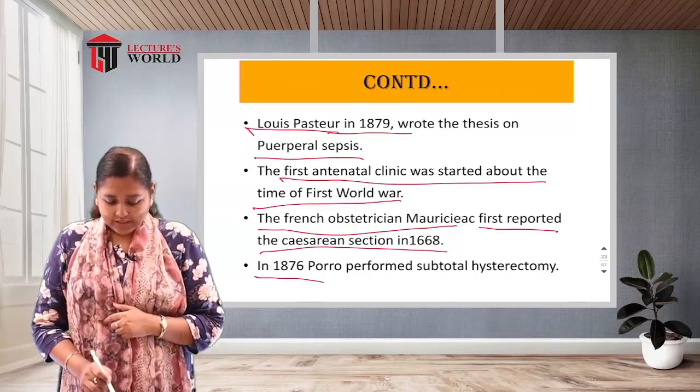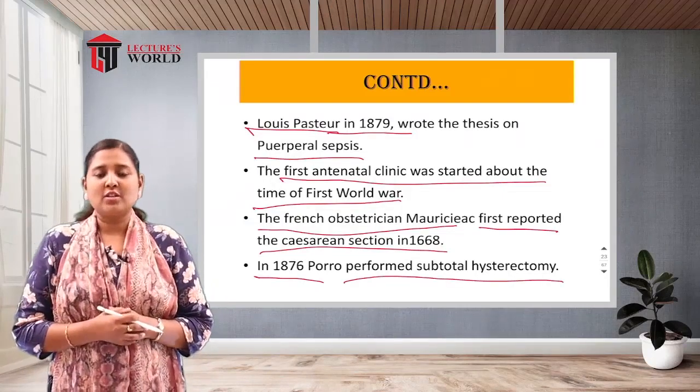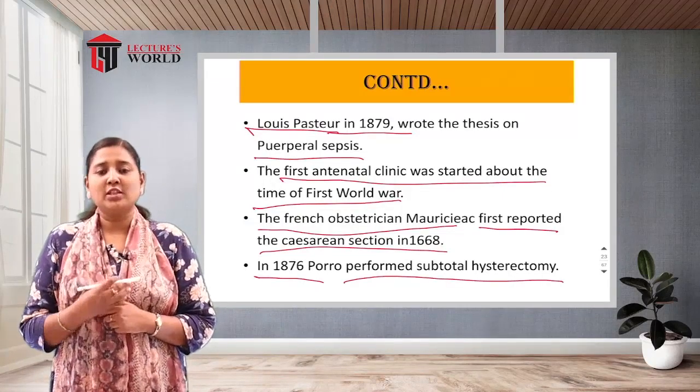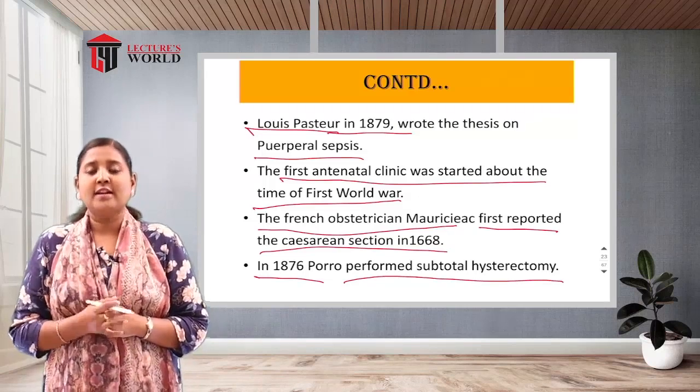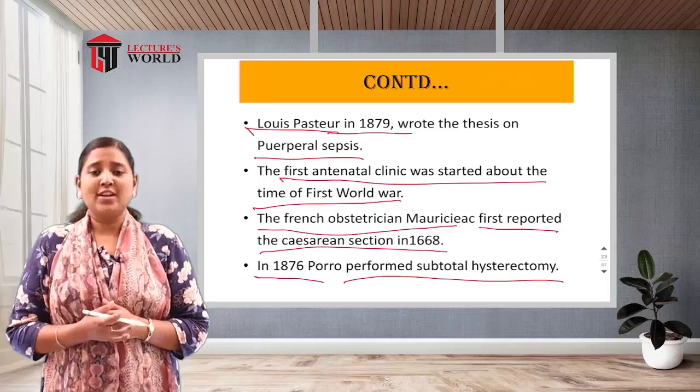And in 1876, Porro was performing the subtotal hysterectomy. Subtotal hysterectomy is removal of the uterus for some reason or some gynecological problems or some uterine diseases.